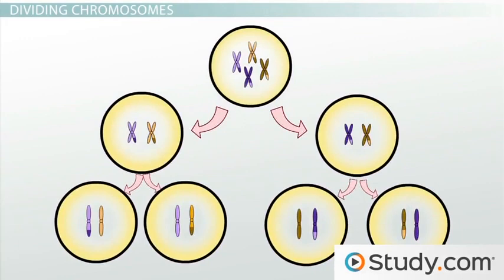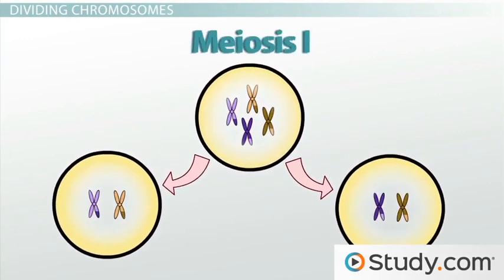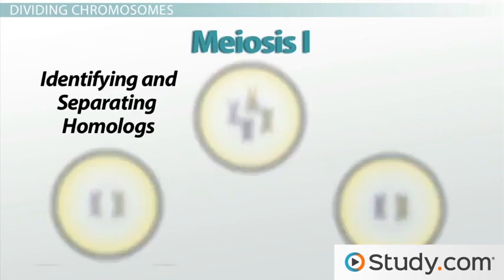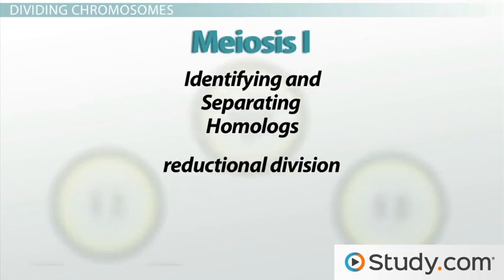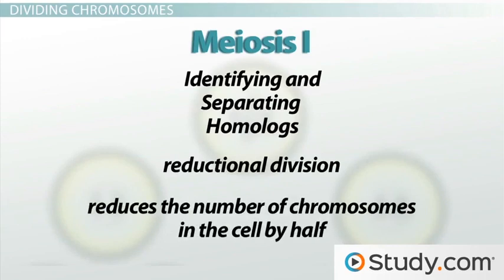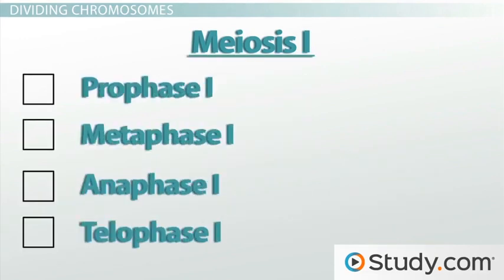2 cell divisions occur during meiosis, and the events of the first meiotic division, meiosis I, address the problem of identifying and separating pairs of homologous chromosomes. Meiosis I is sometimes referred to as a reductional division because it reduces the number of chromosomes in the cell by half. The meiotic I cell division consists of 4 basic steps: Prophase I, Metaphase I, Anaphase I, and Telophase I.